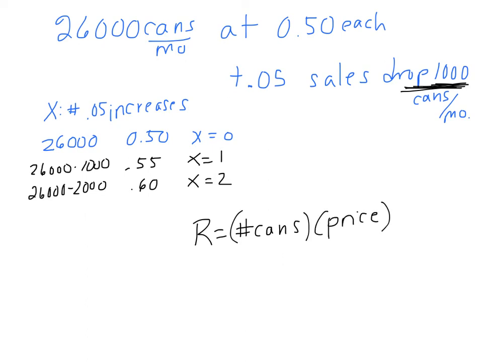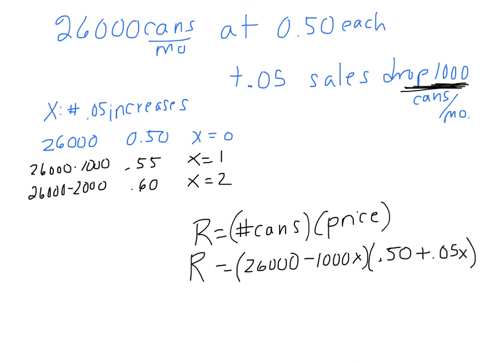Now, revenue is going to be the number of cans sold times how much you sell them for. So if I let x be the number of 5-cent increases, what happens to my cans is I get 26,000, and then I have to subtract 1,000 times x. For every 5-cent increase, I subtract 1,000 cans off my sale. And the price starts at 50 cents, and it goes up by 0.05 times x. So that's the revenue function.